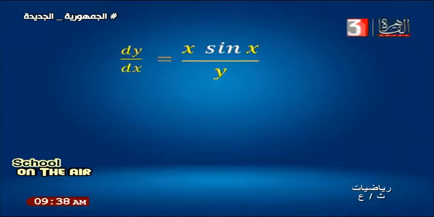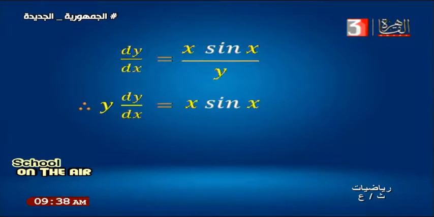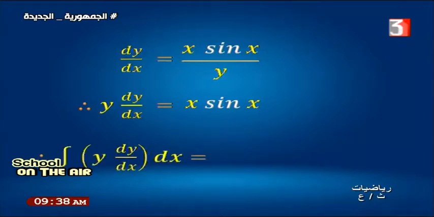dy/dx, the first derivative of the function y with respect to the variable x, equals x sine x over y. Cross multiplication, then y dy/dx equals x sine x. Now we have the derivative of the function y, but the question asks to prove that y power 2 equals 2 (sine x minus x cosine x). So we integrate both sides with respect to x.